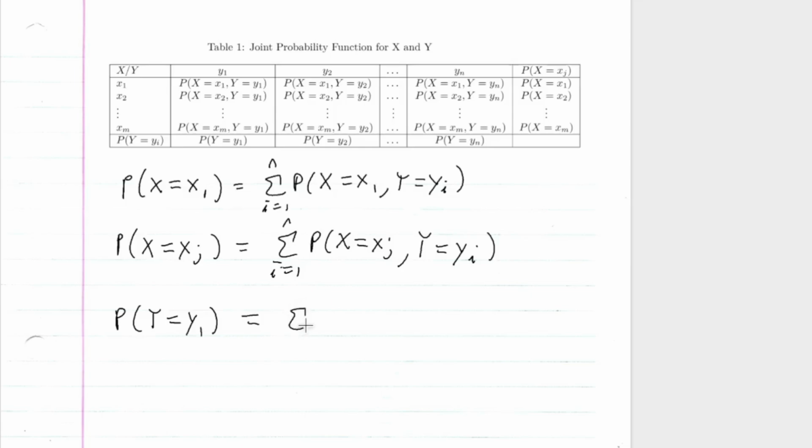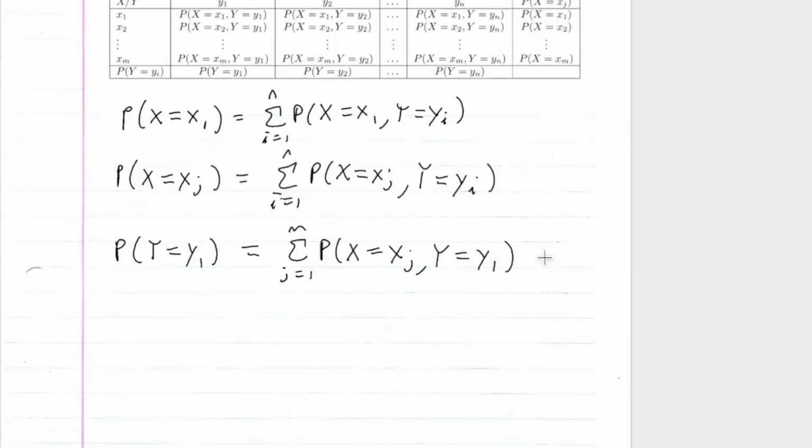So that's the sum from j equals 1 to m, because it's going to be the sum of these guys here, where it's going to go from x sub 1 to x sub m, of the probability that x is equal to x sub j. And notice now the j is the index, right? So the j represents going from 1 to m. And this would be y equals y sub 1.